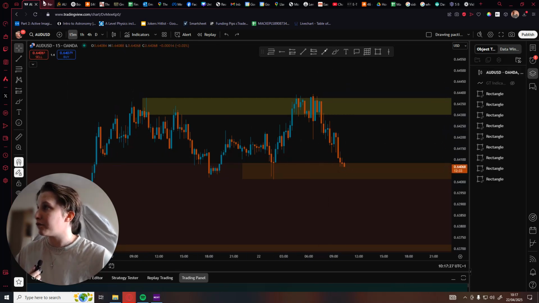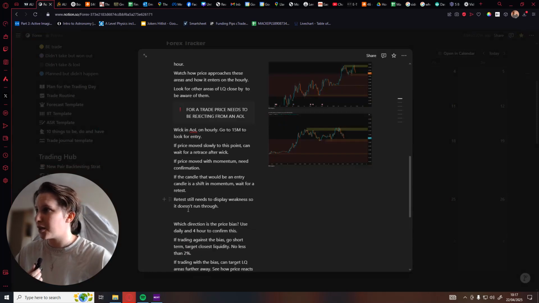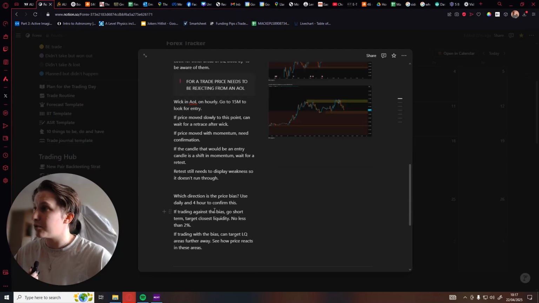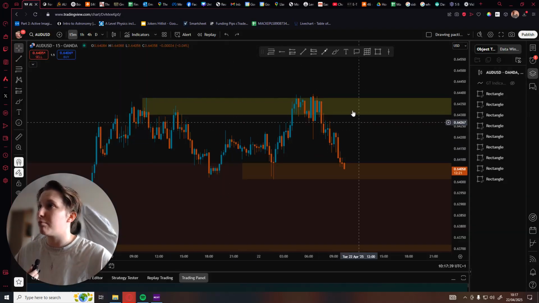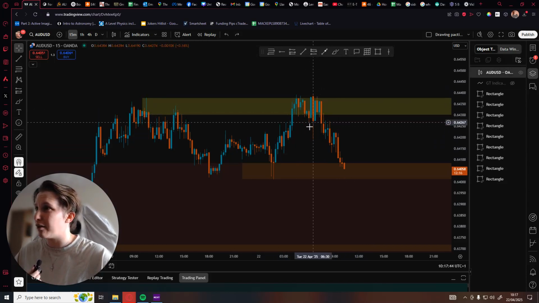So that's something to be mindful of, and that's what I'm currently looking out for because of the momentum that's currently to the downside. Retest still needs to display weakness so it doesn't run through. So we don't want all this majority, and that's why I didn't place a trade up here, because it was very volatile. We had shifts in both directions and I just didn't want to get involved in it.